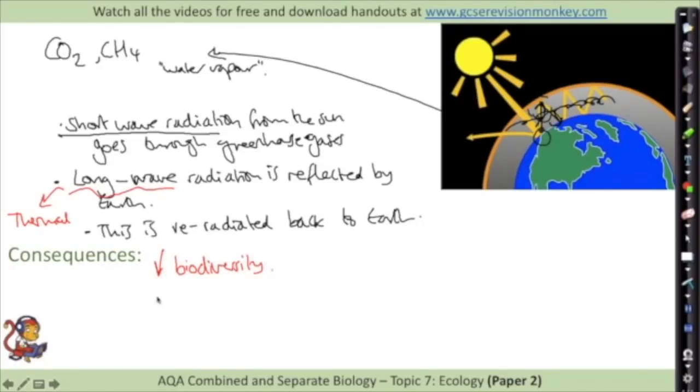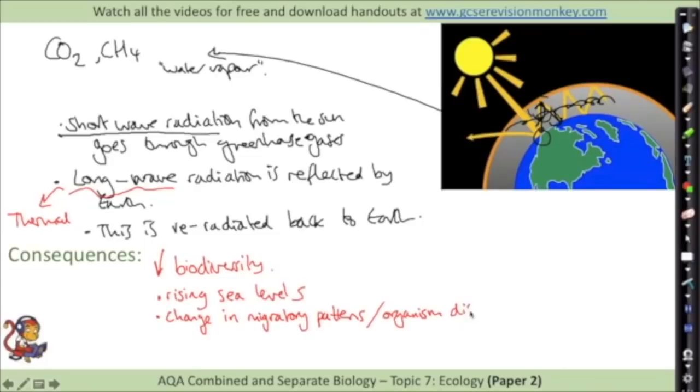And this is to do with a number of different factors. It could be rising sea levels, and this will cause problems for humans as well. It could cause a change in organism distribution or in migratory patterns. So those animals that are able to migrate and move, they might choose to live in slightly different areas and slightly different regions because of the changing temperatures on the planet.